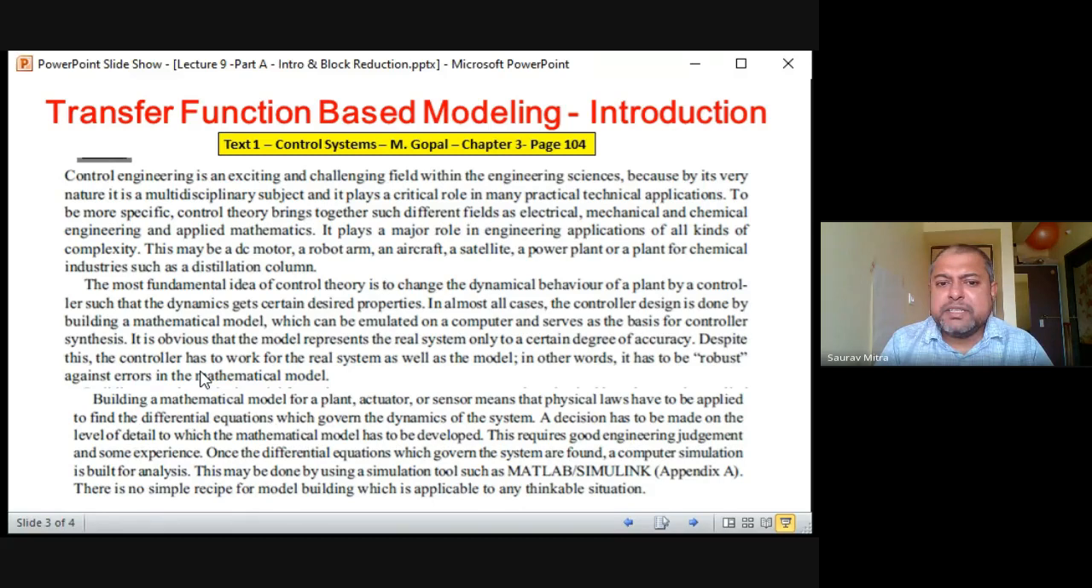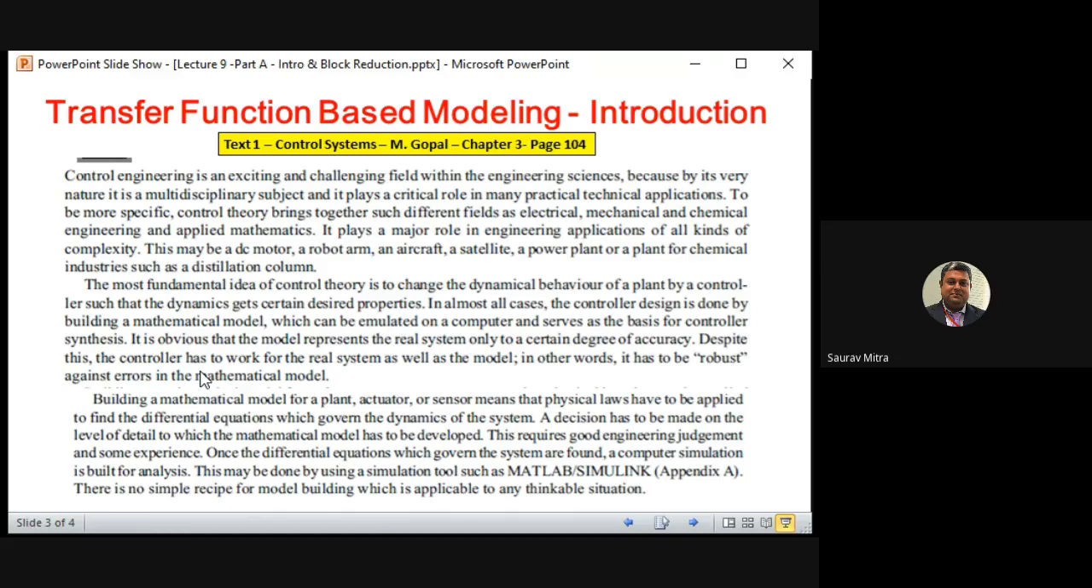So the most fundamental idea of control theory is to change the dynamical behavior of the plant, provided it is not behaving properly. If it is behaving properly, no problem. But if the plant is under disturbance and not behaving properly, then comes the big act of the controller.